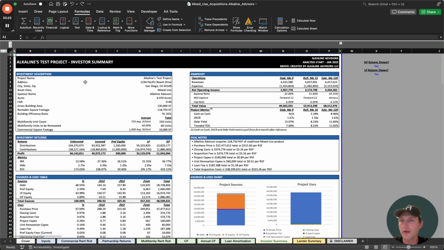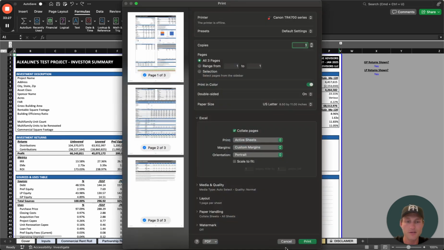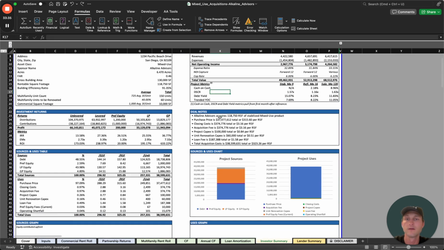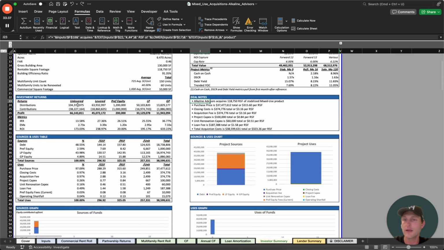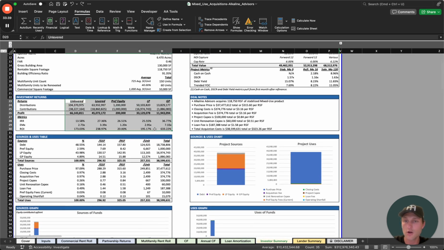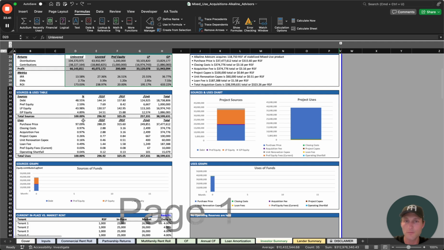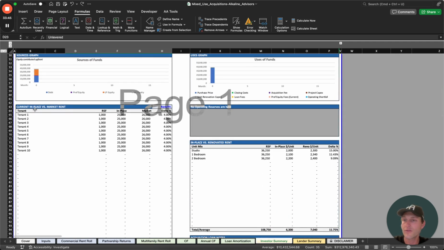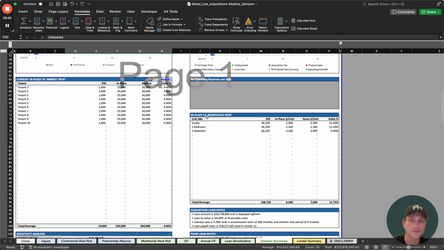Then we have the investor summary. The investor summary, again, is a really great 3-page PDF snapshot. You can just print it out and send it directly to whomever you'd like. We have key metrics at different time periods, so at stabilization, at refi, at sale. Deal notes auto-populate. The returns auto-populate. Sources and uses auto-populate. The charts and graphs all populate automatically. Same thing with the in-place versus the market rent as it relates to the tenants over here, and in-place versus renovated rent as it relates to the multifamily.